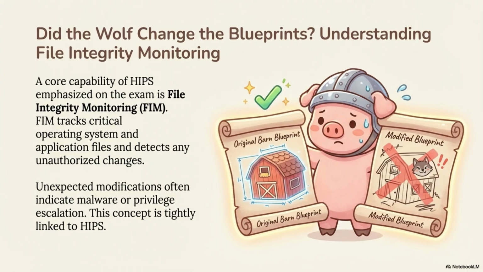HIPS complements antivirus rather than replacing it. Traditional antivirus has historically relied on signatures, but modern antivirus solutions also include heuristic and behavioral analysis. The difference is not that one is outdated and the other is advanced, but that HIPS operates deeper at the host level, enforcing policy on processes, files, and system behavior. Together, antivirus and HIPS provide layered endpoint protection, ensuring the wolf is stopped even if one defense is bypassed.